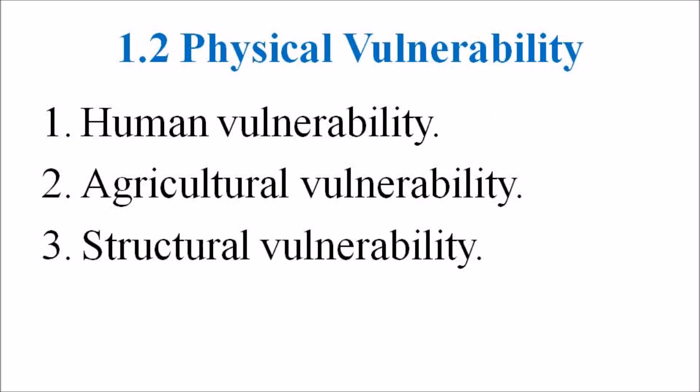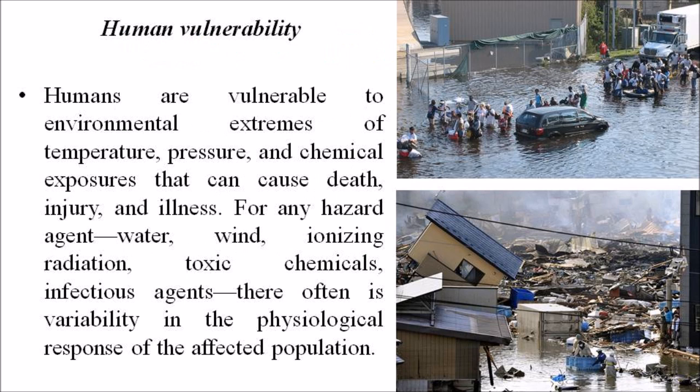When we come to the physical vulnerability, the first thing to be discussed is the human vulnerability. Humans are vulnerable to environmental extremes of temperature, pressure, and chemical exposure that can cause death, injury, and illness. For any hazard agent like water, wind, ionizing radiation, toxic chemicals, or infectious agents, there often is variability in the physiological response of the affected population. That is, given the same level of exposure, some people will die, others will be severely injured, still others slightly injured, and the rest will survive unscathed.